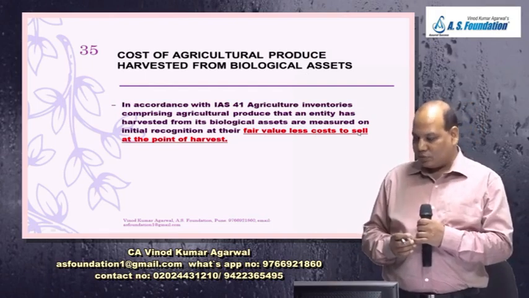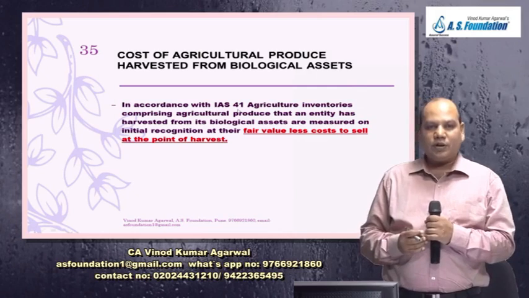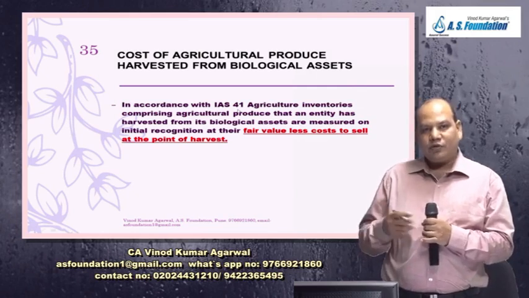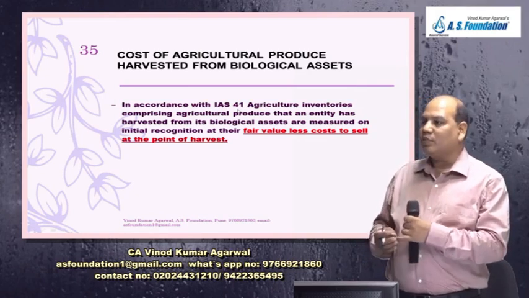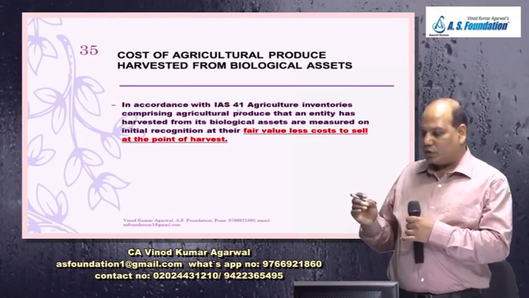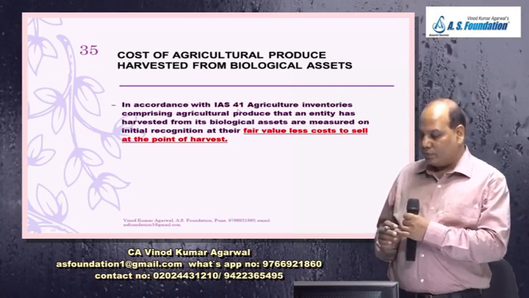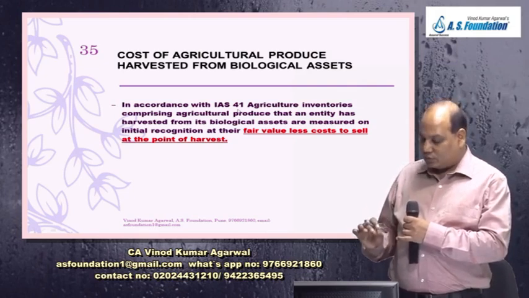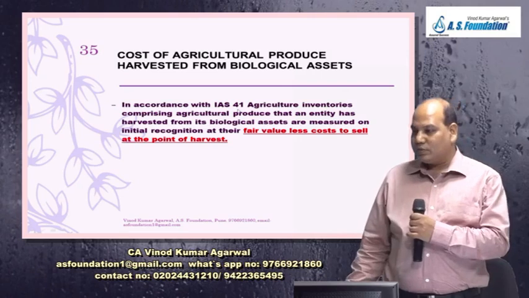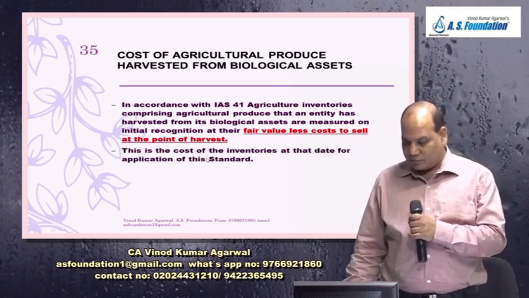Fair value less cost to sell. When you will go to IAS 41 also, after some time you will find it is mentioned there. Once it is harvested, IAS 2 becomes applicable, and the valuation principle is little different here. It is not cost or NRV, whichever is lower. Very difficult to calculate the cost. Okay, so therefore the rule is fair value less cost to sell at the point of harvest.